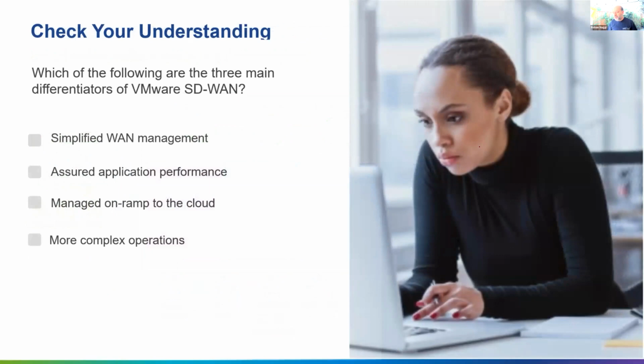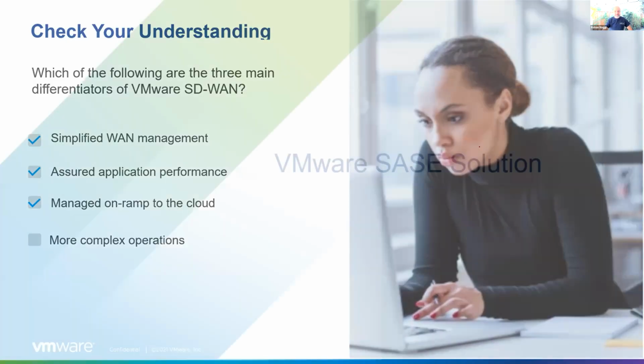So let's check our understanding on the VMware SD-WAN. What are the following 3 main differentiators for VMware SD-WAN? Remember, the key here is application performance. That's the key here. Simplification comes to play, yes, but application performance is the key here.